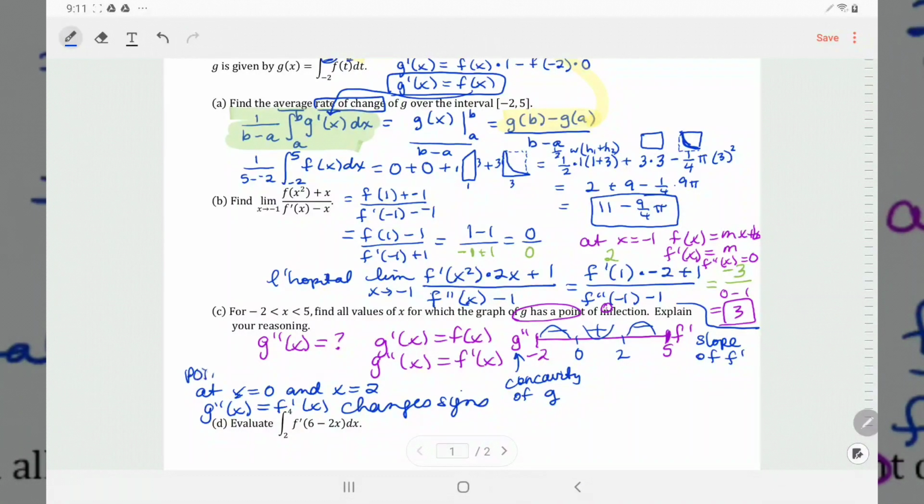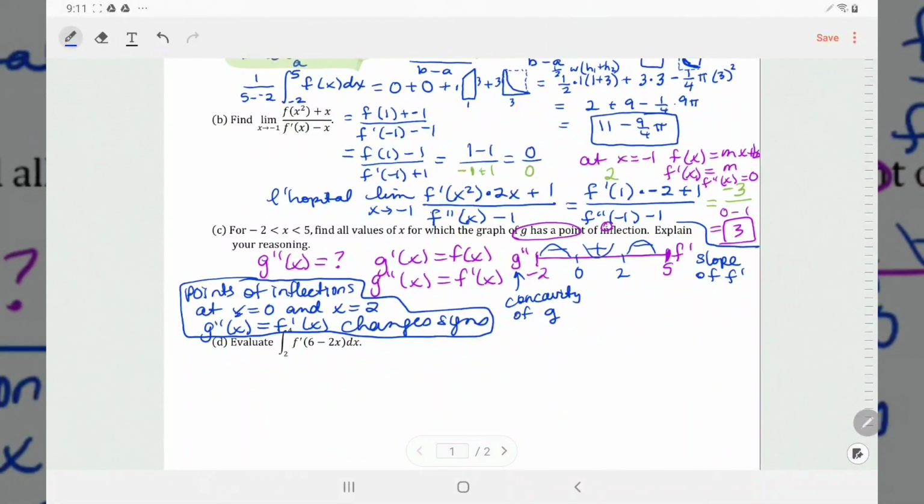Okay, C, evaluate. Oh, I can't read it. Okay, you have to be kind of careful of this. Now, this looks like a U sub. Looks kind of weird. I'm going to rewrite it. So this is 2 to 4. Okay, so let's see. So u equals 6 minus 2x, du equals -2 dx.